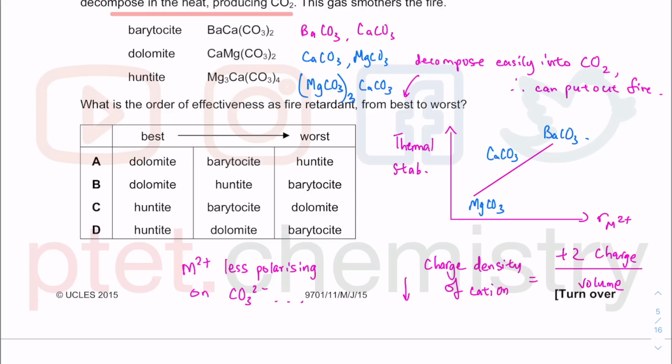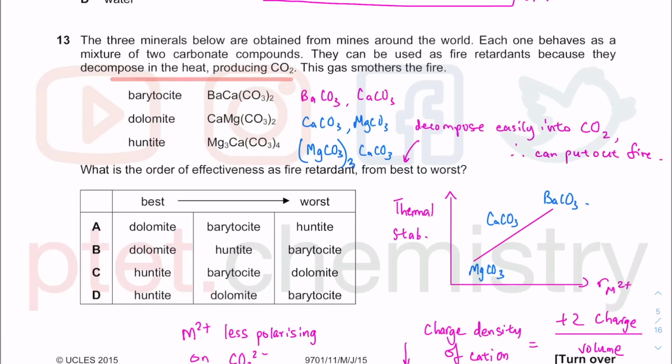Okay, because they contain magnesium, which has smaller cations, more polarizing on the anion, easier to decompose. The hardest one to decompose, the worst effectiveness, because they don't decompose easily, is going to be something that has barium carbonate. So the barium carbonate one is going to be the worst one. So A and C are out.